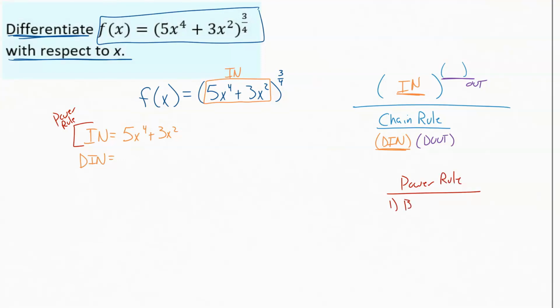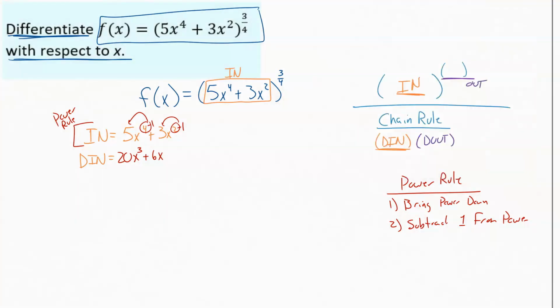So the power rule just says bring the power down. And then step 2, subtract 1 from the power. So as we do that here, we're going to bring our 4 down. We get 4 times 5 gets us 20x. Subtract 1 from the power gets us x to the third. Moving on to the next piece, bring the 2 down. I get 2 times 3 is going to get us positive 6x. Subtracting 1 from the power would get us x to the first. So that is our d in right there.